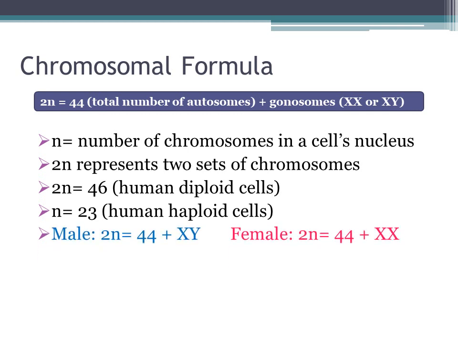So now the chromosomal formula for a human male is 2n equals 44 plus XY, and in case of a human female, it is 2n equals 44 plus XX.